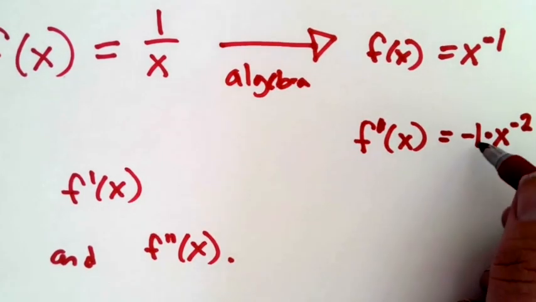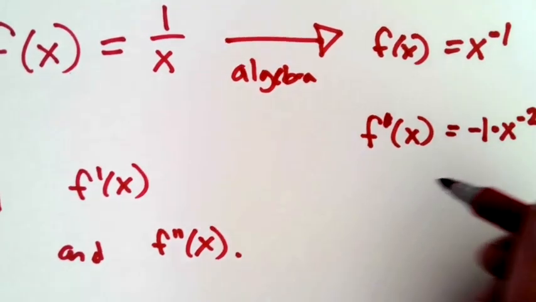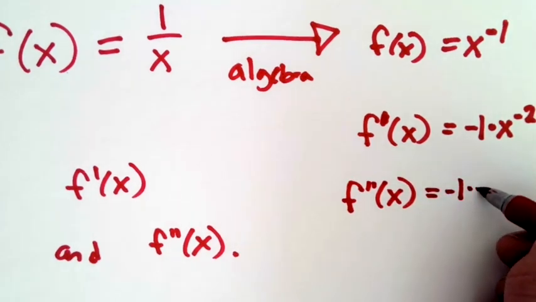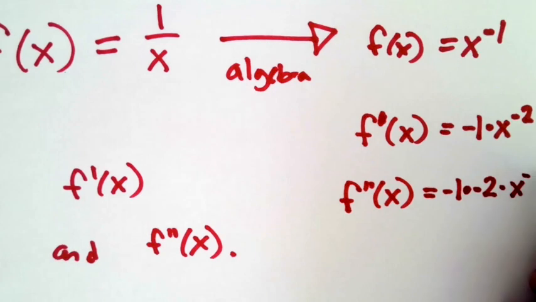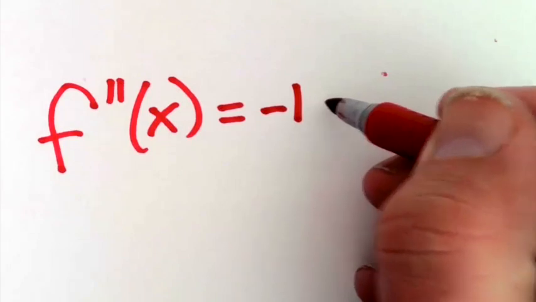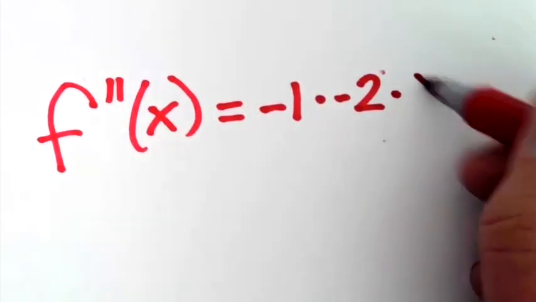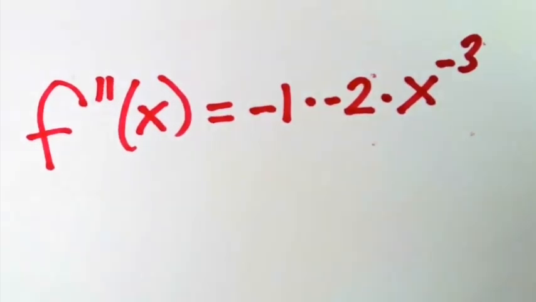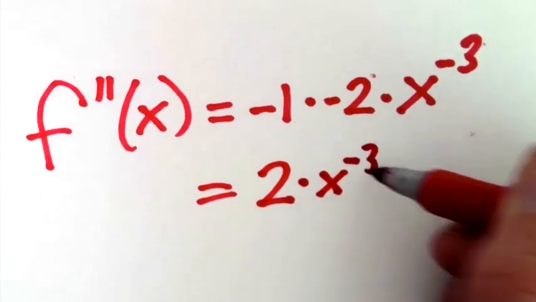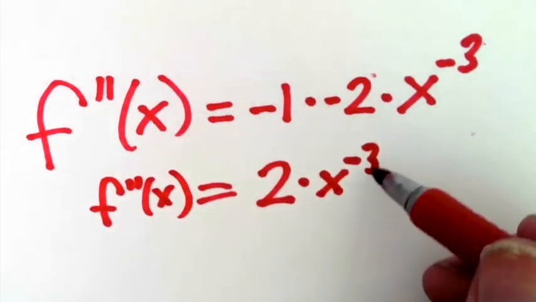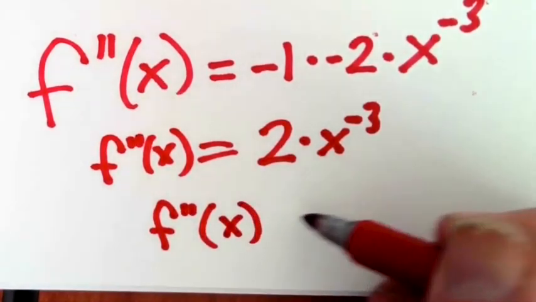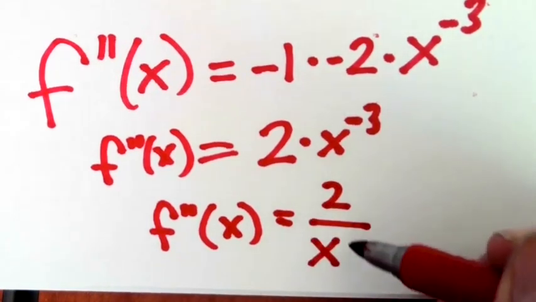And then the second derivative is just the derivative of negative 1 times x to the negative 2, which is f double prime of x equals negative 1 times negative 2 times x to the negative 3. Negative 1 times negative 2 is positive 2 times x to the negative 3. And then I can say, well, this is a negative exponent, so it wants to go down. So f double prime of x is equal to 2 over x cubed.